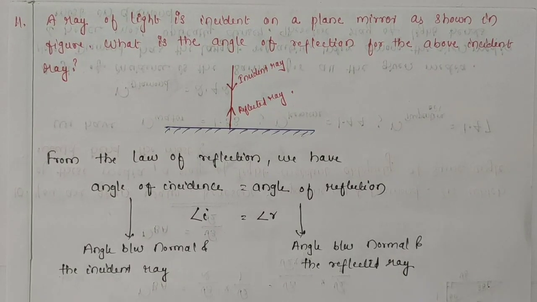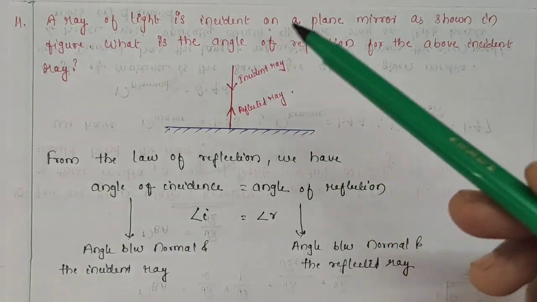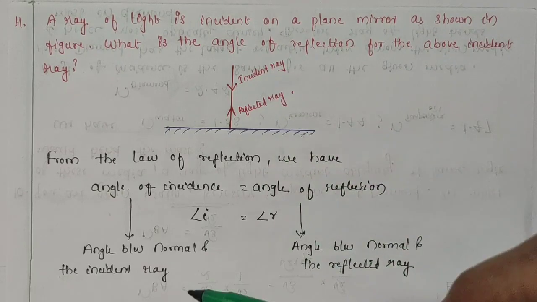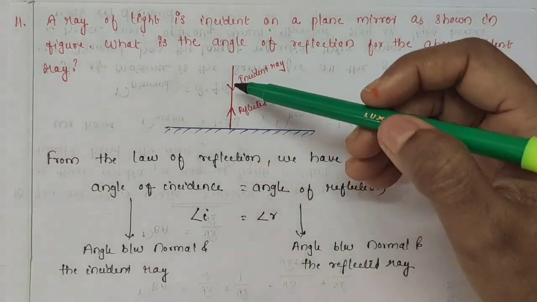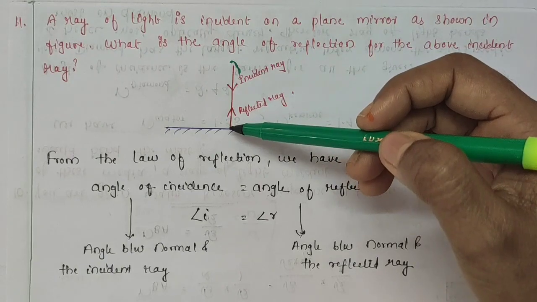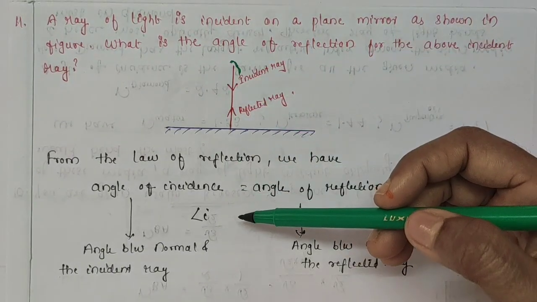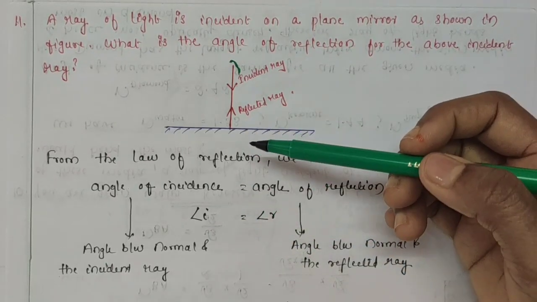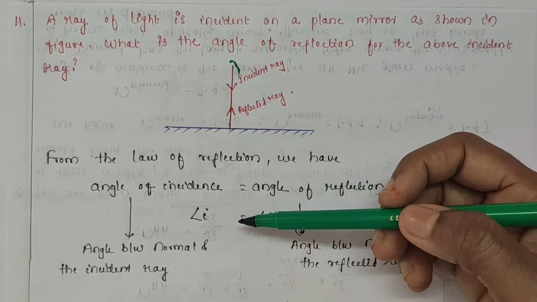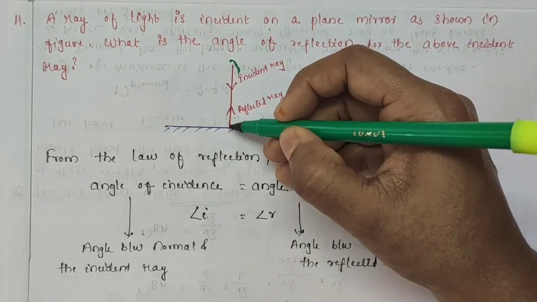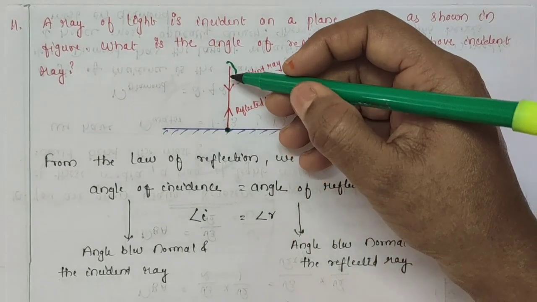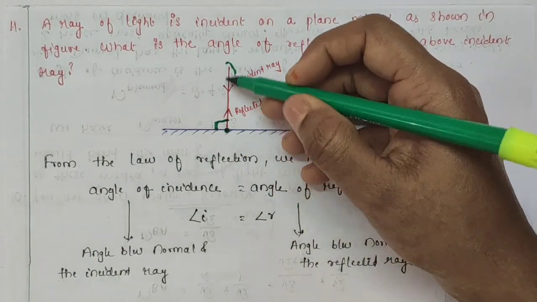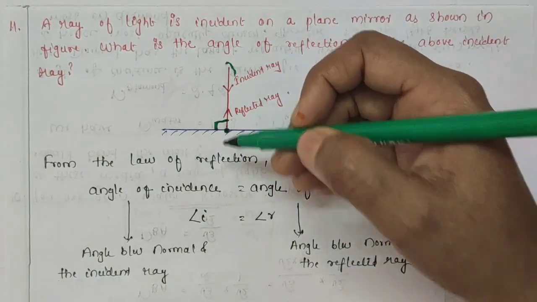Let us see the next question. A ray of light is incident on a plane mirror as shown in figure. What is the angle of reflection for the above incident ray? See, here we have the plane mirror. This is the incident ray and the reflected ray is also like this. Okay, why? Because as per the law of reflection, we have angle of incidence is equal to angle of reflection. So this is the incident ray. This can be taken as the point of incidence. When we draw a line which makes an angle 90 degree with the surface, we will get the normal. So this line itself acts like a normal.